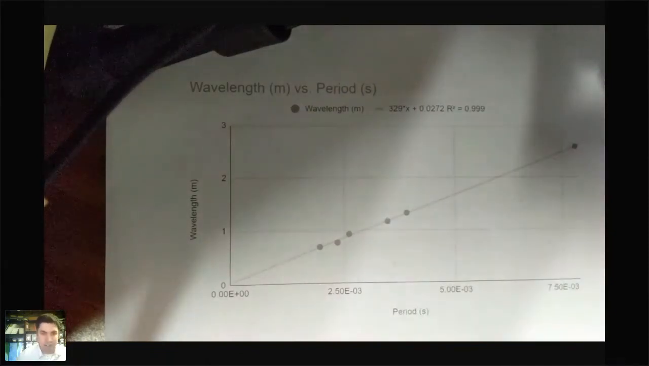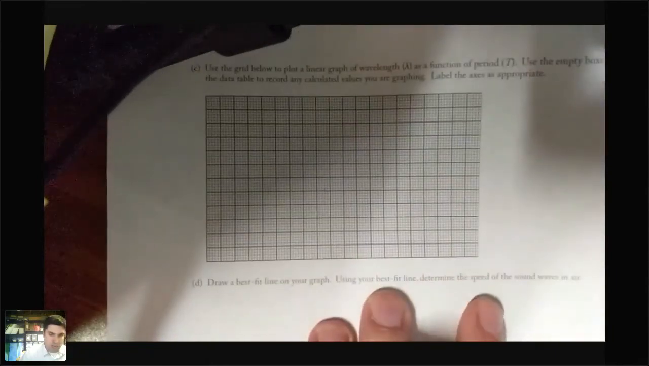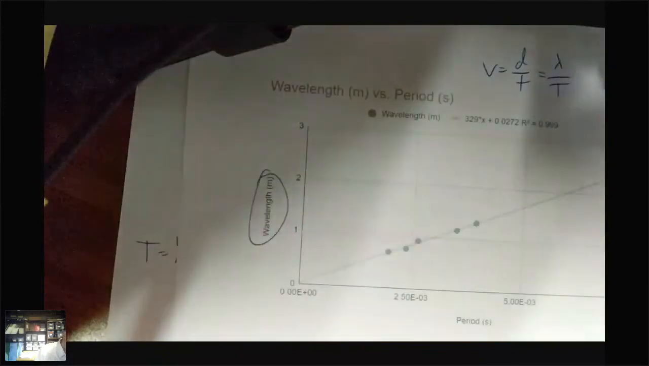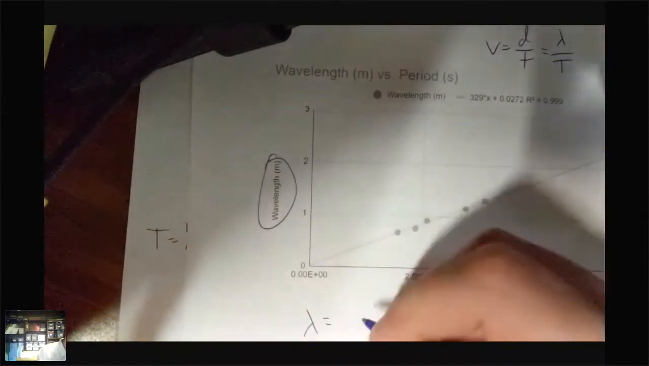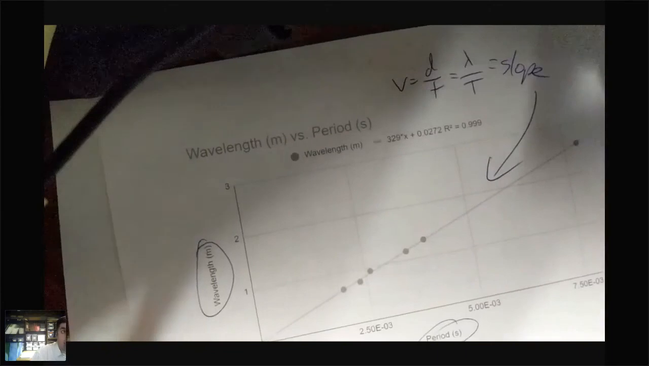It is a very nice linear graph, which is kind of awesome. And we are supposed to use this graph to determine the speed of the wave in air. All right, so speed is distance over time. It is also wavelength, that's the distance the wave travels, over a period. And if we have this graph of wavelength on the y and period on the x, wavelength equals something times period, velocity goes in really nicely. In fact, wavelength over time is the slope of the graph. And that's why we had to make a best fit line. That's why we had to go through this process, because this is what's going to give us our velocity.